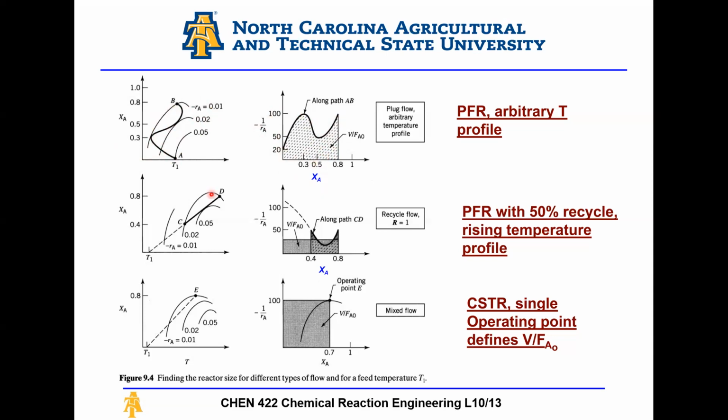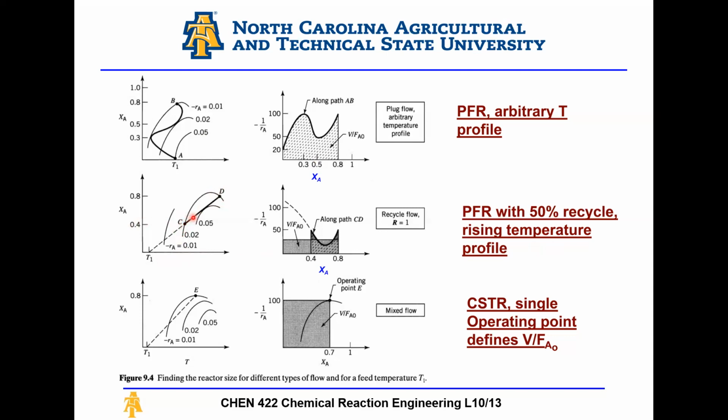Now let's look at a second type of system where I have a PFR with 50% recycle and a rising temperature profile. So along this PFR, I have a temperature increase from point C to point D, right? Temperature just increases along the reactor. Same thing, at every temperature point, I'm going to read both the conversion and the reaction rate, right? So this temperature, my reaction rate 0.02, conversion 0.4.